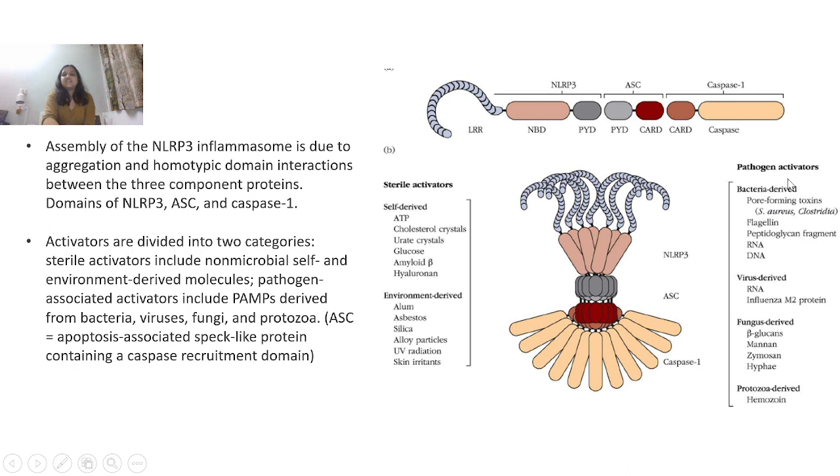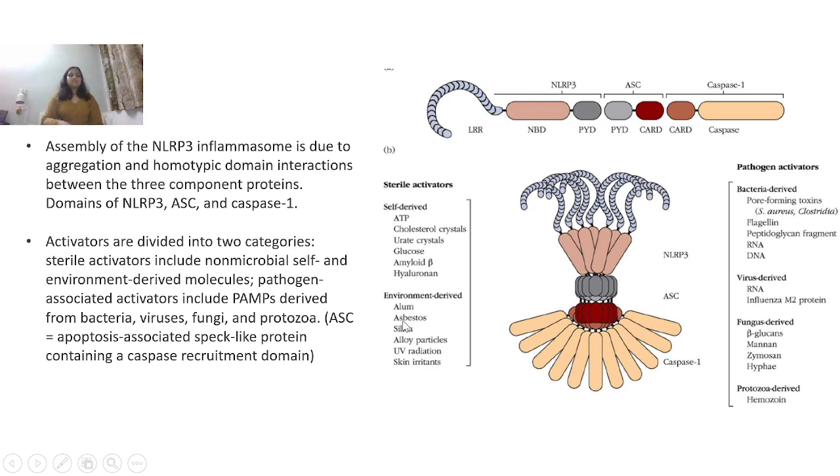Here you can see the different pathogen activators include pore-forming toxins, flagellin, peptidoglycan, RNA, DNA; virus-derived means influenza M2 protein, RNA; fungus-derived beta glucans, mannan, zymosan, hyphae; protozoa means hemozoin. All these can induce this inflammasome. Other sterile activators include ATP, cholesterol crystals, urate crystals, glucose, amyloid beta, hyaluronan. These are self-derived, induced from ourselves. Then there are environment-derived ones like UV, skin irritants, silica, asbestos, alum.